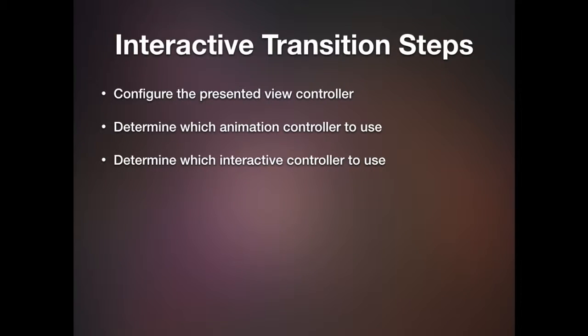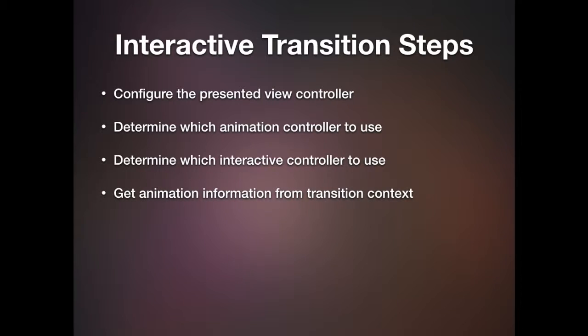We are also going to be asked to give it the interactive controller to use. So the system basically will ask us for the normal animation and an interactive transition or an interactive controller, and we need to determine how we separate this out in our code. What we're going to do is actually have a single animation controller that is basically adopting both protocols. So we don't have to separate out two different classes to handle the interactive side and the animation side.